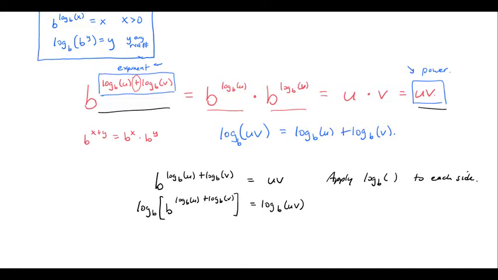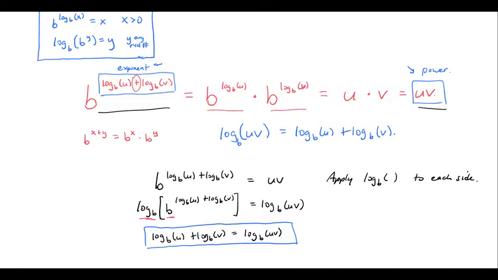The left side, the exponential and the logarithm cancel each other out. Those two inverses undo each other. So I just have over here the exponent, log base b of u plus log base b of v. And on the right side, I just have log base b of u times v. So this is actually kind of nice. I get this result that tells me that the sum of two logarithms can be written as a single logarithm. It is the logarithm of the product of these two powers.